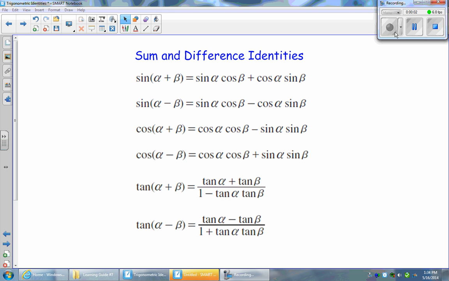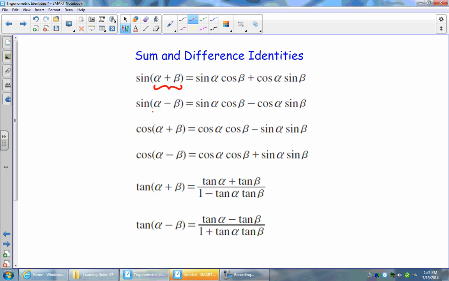All right, so the next bit of identities that I want to talk about is what we call sum and difference identities. The reason they're called sum and difference identities is because if you have an argument that is split up into either a sum or a difference, and you can tell by the operation there, you may be able to use one of these identities. As you can see, we have 2 for sine, 2 for cos, and 2 for tan.